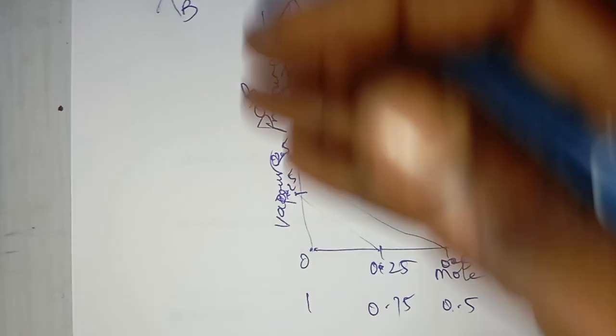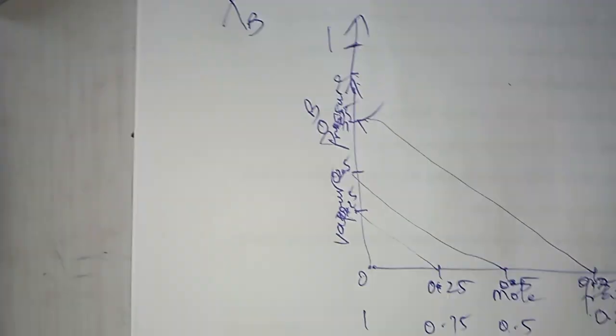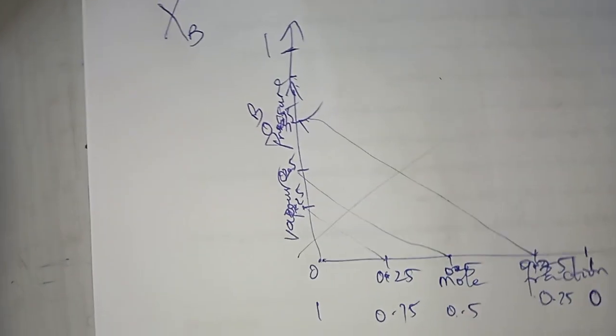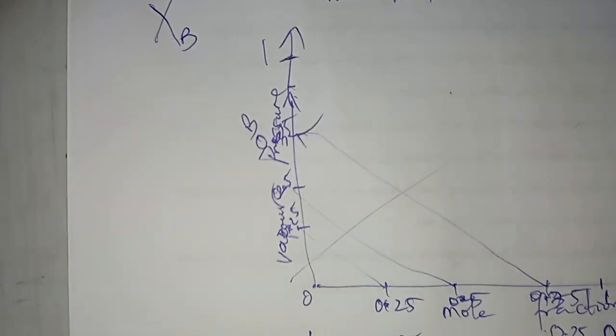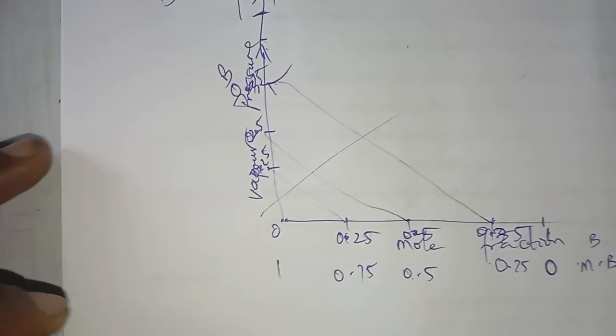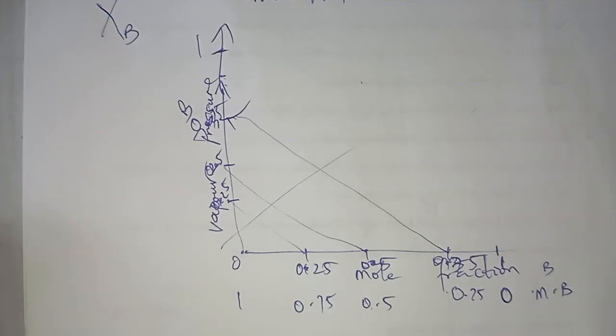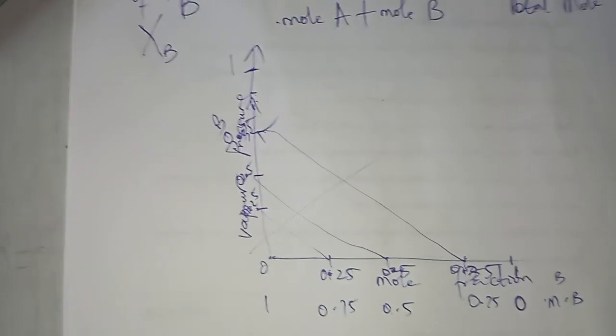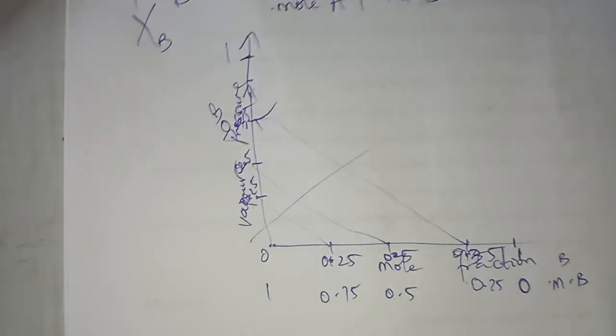The same thing on this side, so that when I'm plotting for this one, it should be moving this way. I have a graph already plotted for this. You can check the video on mole fraction of benzene against vapor pressure, and mole fraction of benzene and methyl benzene.